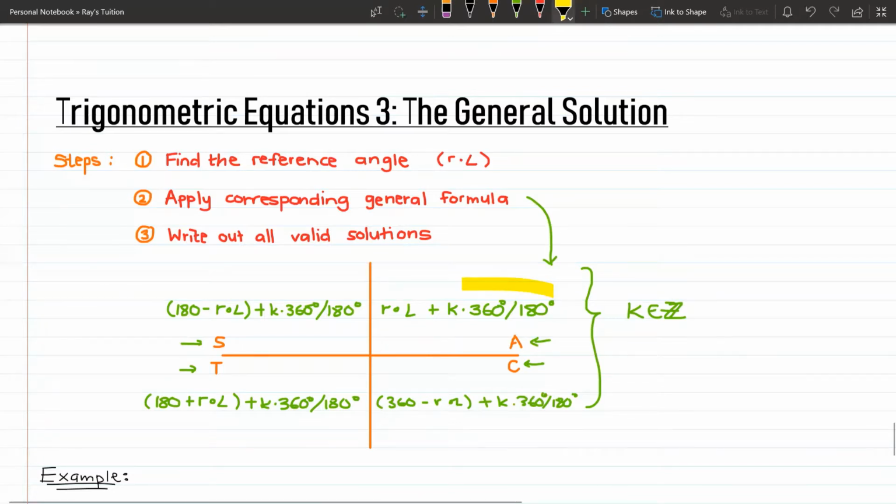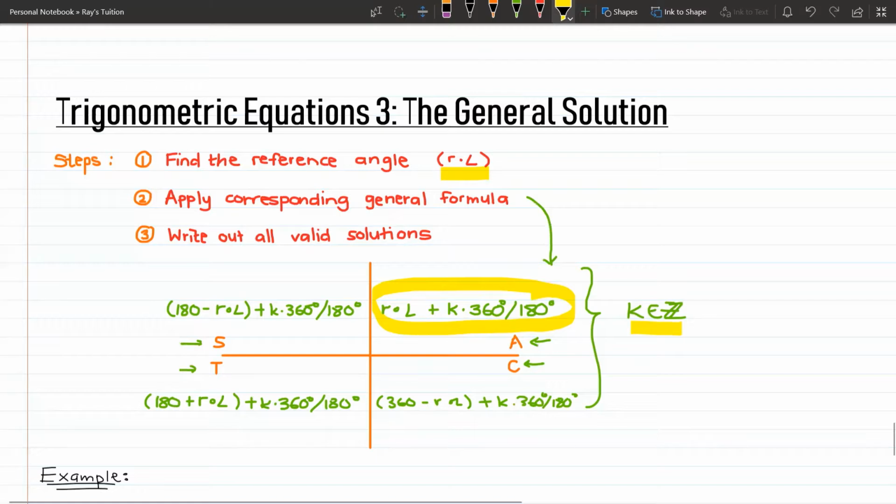So in the first quadrant where everything is positive, all of them will have this general solution: it's the reference angle, the one that we found in the first part, plus k times 360 or 180 degrees, where k is an element of integers. Now this 360 degrees would be for the cos or sine graph, because that is the period of the cos or sine graph. The 180 degrees is referring to when we are working with a tan graph, because the period for a tan graph is 180 degrees.